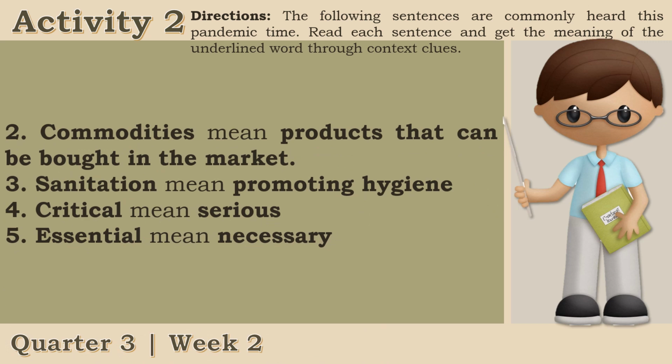And here are the answers for activity 2 from number 2 to number 5. For number 2, commodities mean products that can be bought in the market. Number 3, sanitation means promoting hygiene. Number 4, critical means serious. And number 5, essential means necessary.